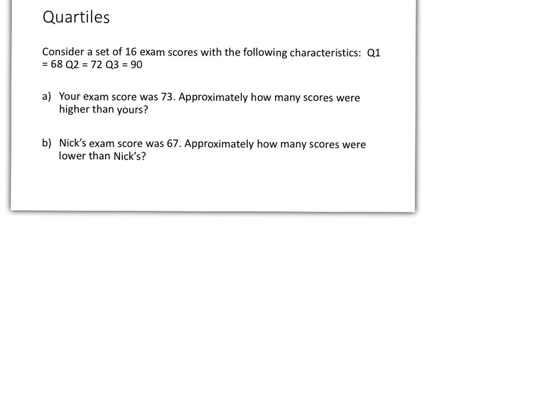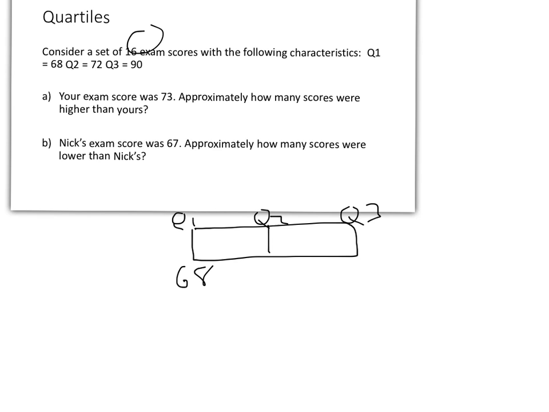Alright, here we have a question about quartiles, and we're given some information about them. It says, consider a set of 16 exam scores with the following characteristics. Q1 is 68, Q2, the median, is 72, and Q3 is 90. Okay, so if we were to draw that, and a lot of times it helps to draw this kind of information. So we've got Q1, Q2, and Q3. Okay, and that is 68, 72, and 90.